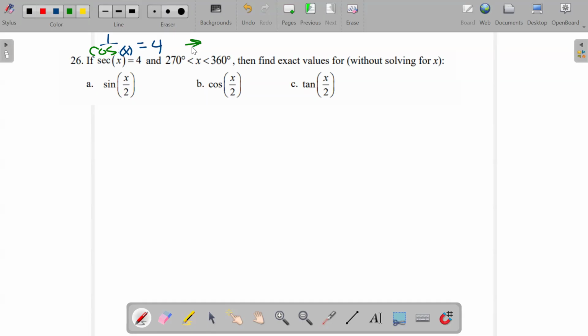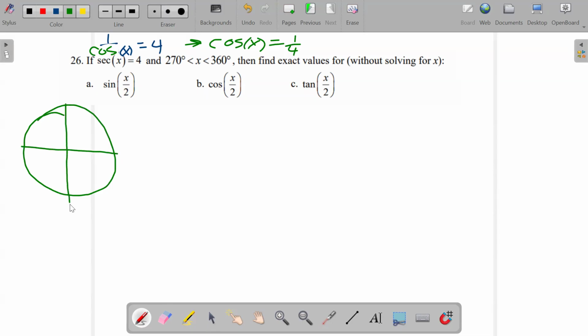And then if I flip both sides, that tells me cosine of x is 1/4. And I want an angle between 270 degrees and 360 degrees, so that's going to put me in the 4th quadrant. And I'm going to actually relabel that 2. I don't like calling that x. I would rather call it theta. Make all of these thetas.